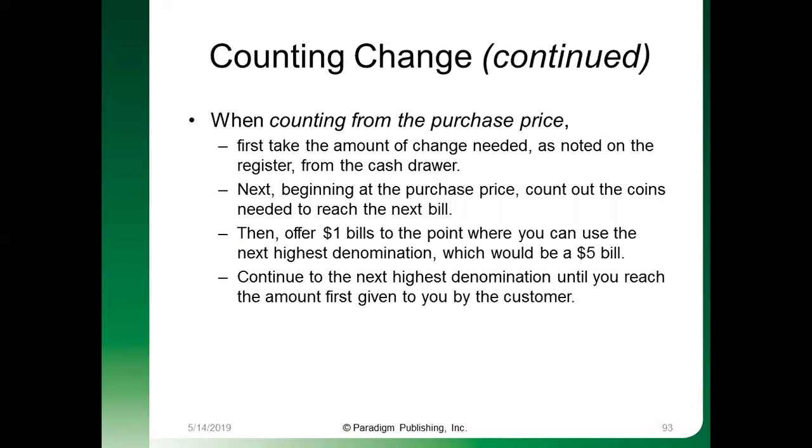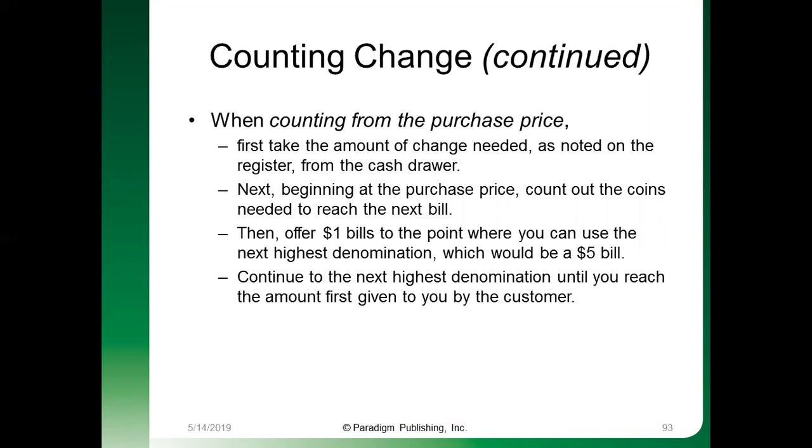When counting from the purchase price, first take the amount of change needed, as noted on the register, from the cashier's drawer. Next, begin at the base price. Count out the coins needed to reach the next bill. Then offer $1 bills to the point where you can use the next highest denomination, which would be $5 bills. Continue to the next highest denomination until you reach the amount first given by the customer.